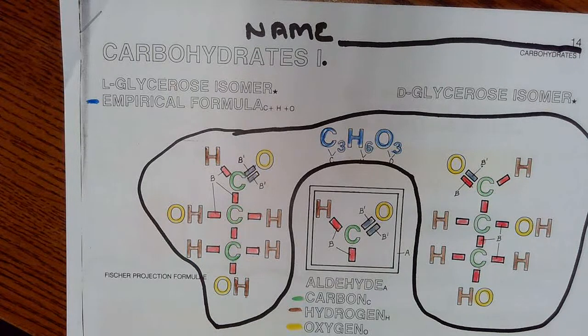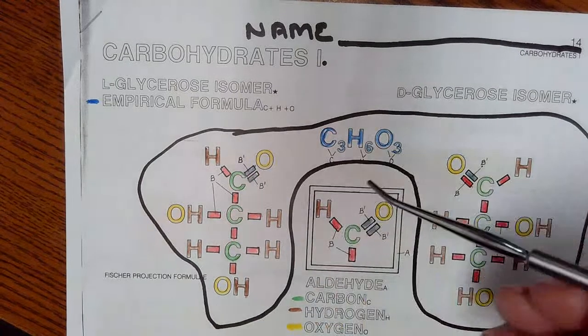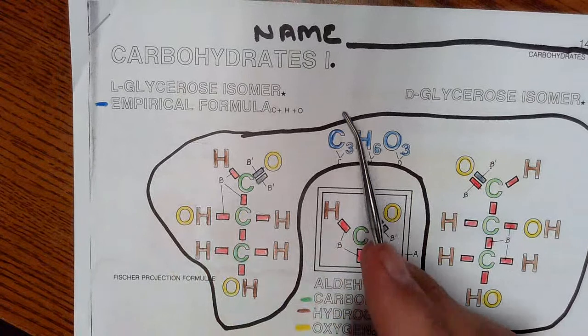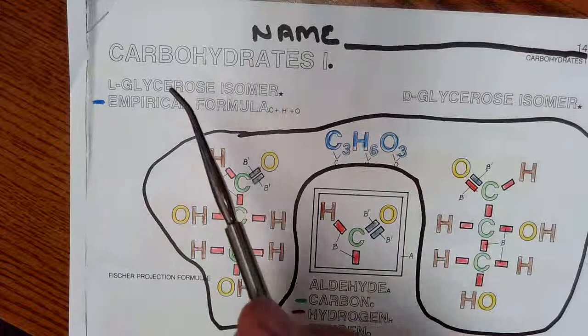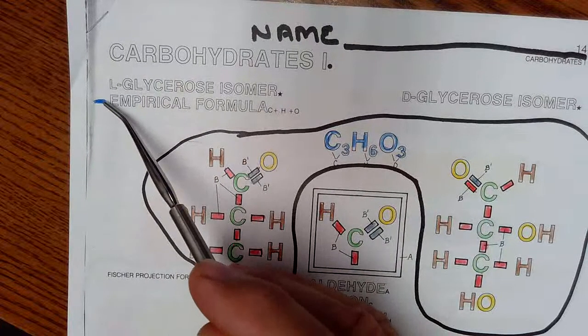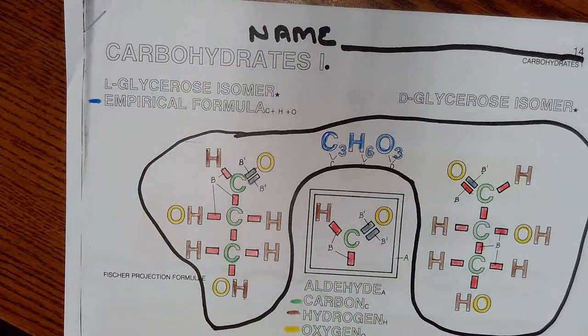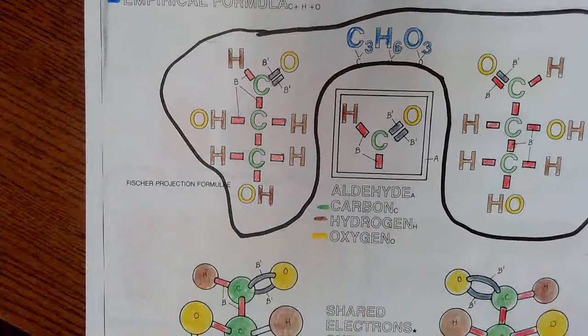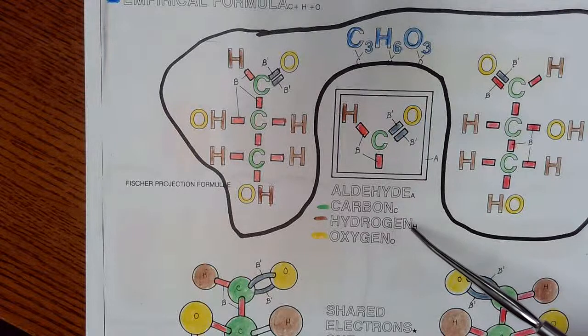The biggest thing with these color sheets is you can use any color you want. You do not have to use any certain shade. The only thing I ask is that whatever color you use, like I used blue for the empirical formula here, you can see it, that's this right here. I just make a little blue mark over here to show that's what that is. And then you can see what I've done on down through here. I used green for carbon, brown for hydrogen, and yellow for oxygen.